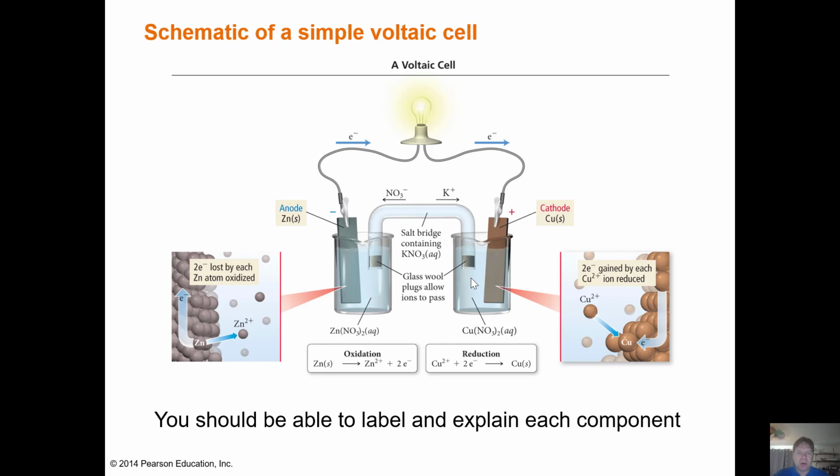So where is oxidation occurring? Where is reduction occurring? What is the anode? What is the cathode? What is the salt bridge? Which direction are the electrons going in? Where are we dissolving into solution? Where is the solution becoming a solid? So you want to basically be able to think about all of those kinds of things related to a voltaic cell.